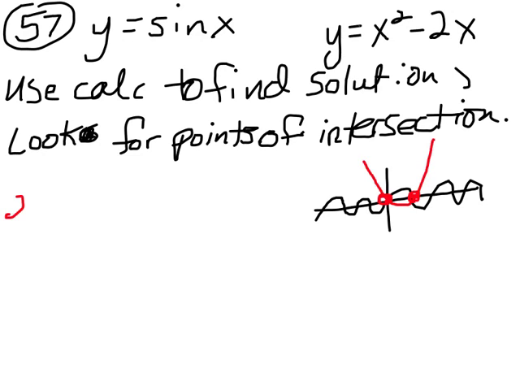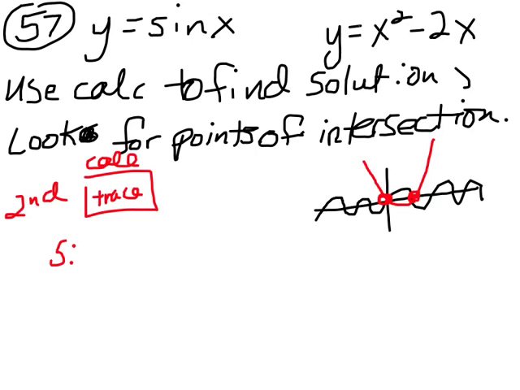You hit second, and then the trace button, because we're trying to get to the calc function, and it's in blue above the trace button. So second calc, and we're looking for points of intersection, so we're going to choose 5.